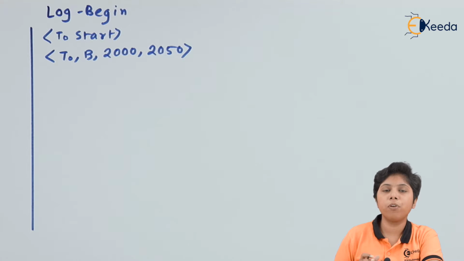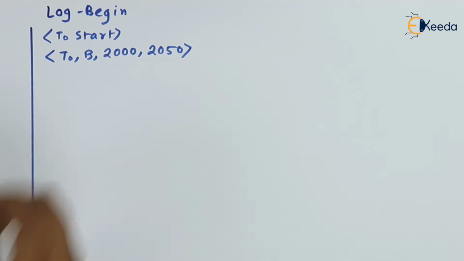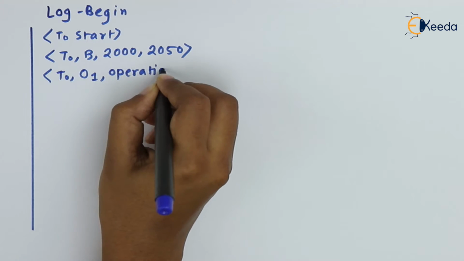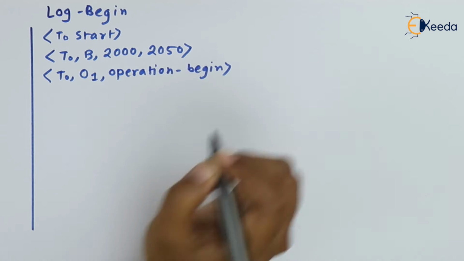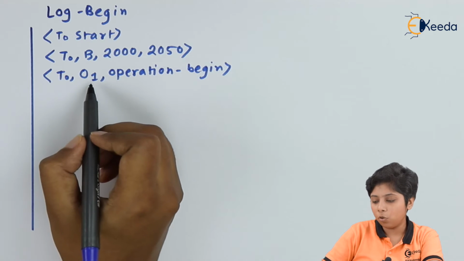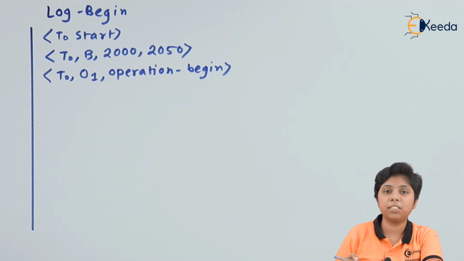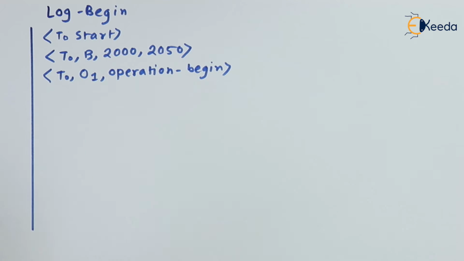Now we will start an operation, O1 begin. Now that our operation O1 is beginning, anything after that, if T0 aborts before any update on this next transaction, then we will consider the update change as a physical undo.